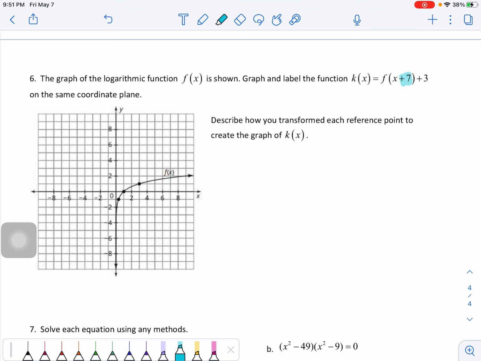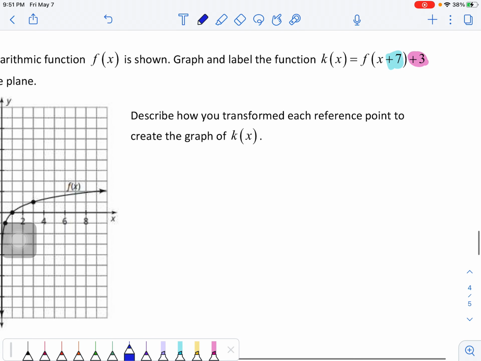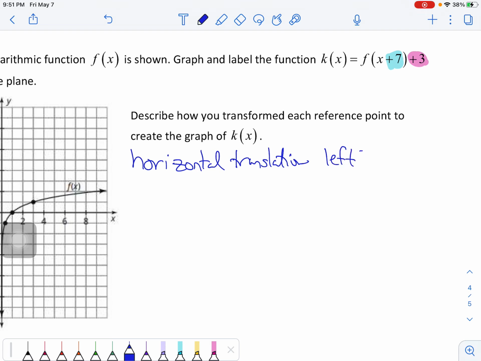So I've got a +7 here, and separately I have a +3 here. So those two transformations. The +7 is directly attached to x, so that means it's going to be a horizontal translation. And it's kind of opposite what you think it would be. That's actually going to be left 7. And the +3 at the end of the function, so it's f of x, and then you've got the +3. That's going to be a vertical translation. And that's going to be up 3 units.